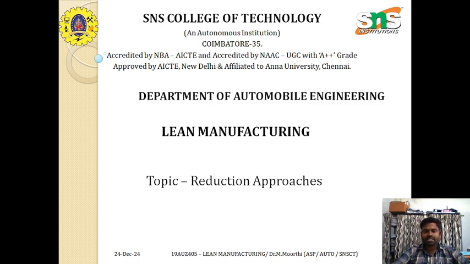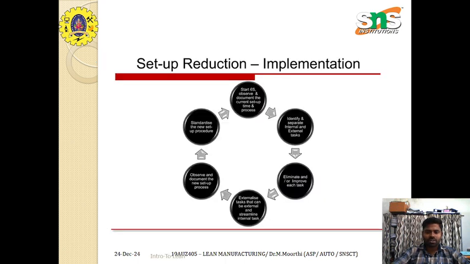This is the lecture series on lean manufacturing, and the topic is the reduction approach. During the manufacturing of a specific product in the industry, what are the factors that directly affect the overall performance and efficiency, how are these factors minimized or eliminated, what steps are to be followed for this reduction, and what are the factors that directly affect production?